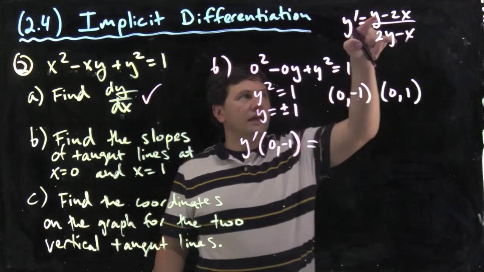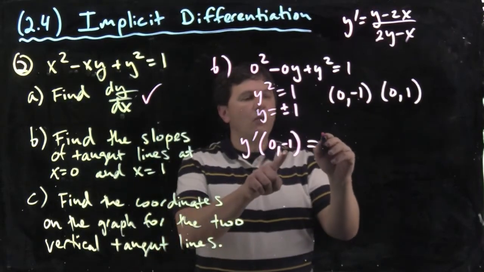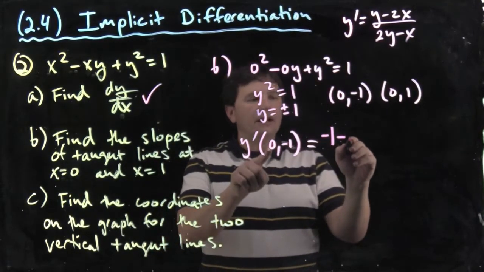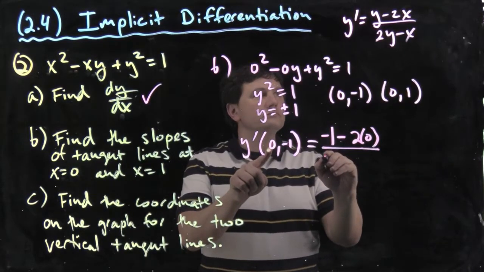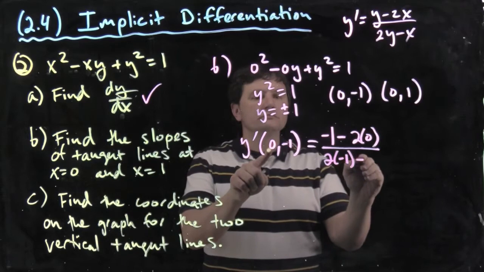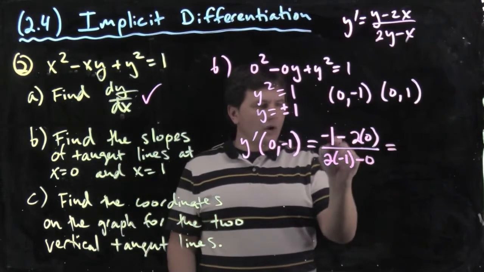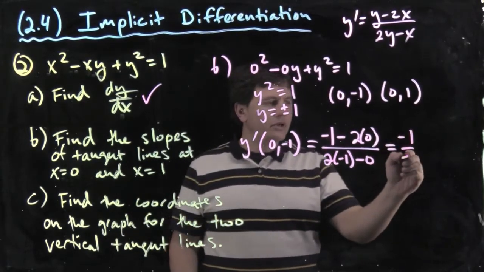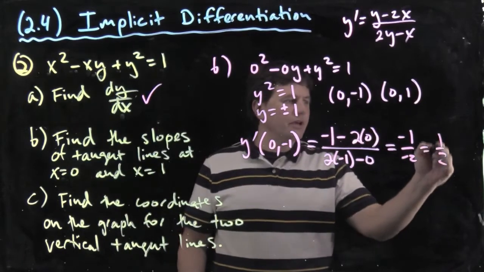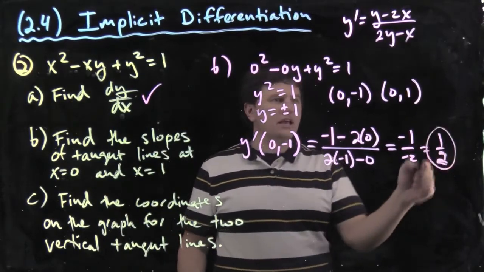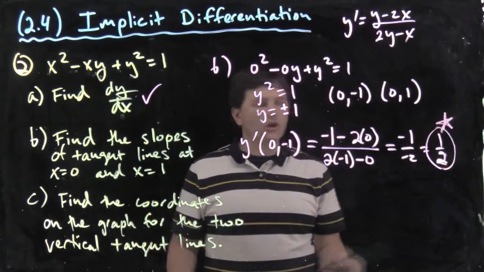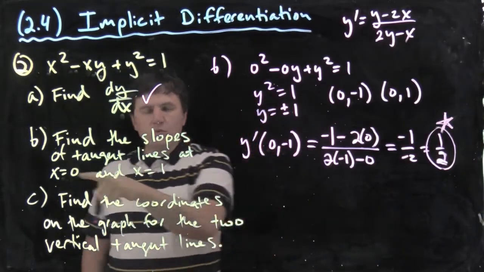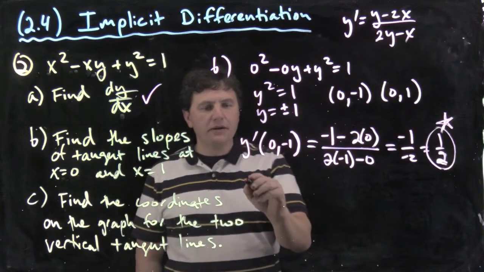I'm going to plug this in here. Everywhere I see a y, I'll put the -1, and everywhere I see an x, I'll put a 0. What I get is a -1 on top, -2 on bottom, so that's 1/2. Now, if they did ask us to write the tangent line, that'd be pretty easy. I would just use this point, and there you go. But all they asked for is the slope of the tangent line. So that's one of them done.